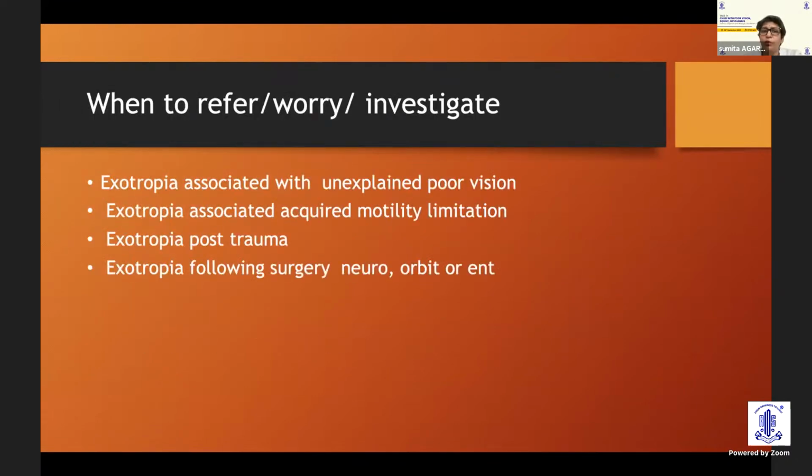So when to refer or worry or investigate in a child with exotropia? Any exotropia which is associated with unexplained poor vision, you must worry. Look at the optic nerve carefully, look at CVI carefully. Any exotropia associated with acquired motility limitation also needs worry and investigation. Post-trauma, post-surgery, any exotropia which is acquired in these situations also needs a little bit of referral and a multidisciplinary approach.